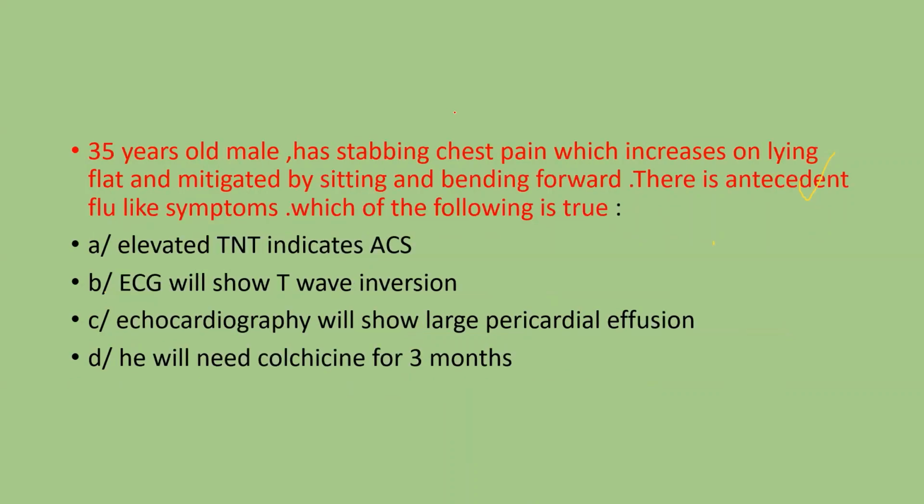85-year-old male had stabbing chest pain, which increased on lying flat and was mitigated by sitting and bending forward. So clear pericarditis. There is an antecedent flu-like symptom. Which of the following is true? Elevated troponin indicates acute coronary syndrome. ECG will show T-wave inversion. Echo will show large pericardial effusion. He will need colchicine for 3 months. You will need D, colchicine for 3 months. Exactly. Even though you might say colchicine is not the protocol and stuff like that, this is the most appropriate answer here: colchicine.